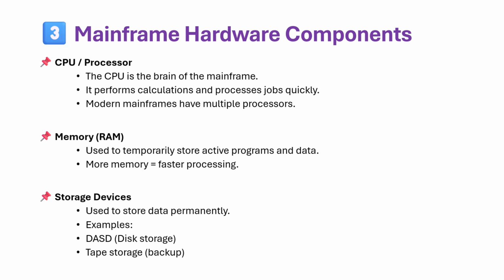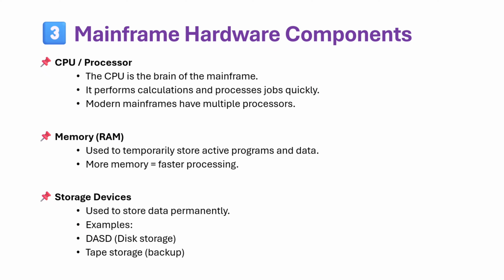3. Mainframe hardware components. Let's now discuss the important hardware components of a mainframe system. The first component is the CPU, also called the processor. The CPU is considered the brain of the mainframe. It performs calculations, executes instructions, and processes jobs very quickly. Modern mainframes contain multiple processors to handle millions of transactions simultaneously.